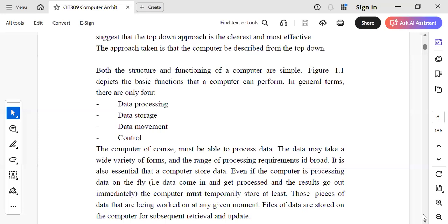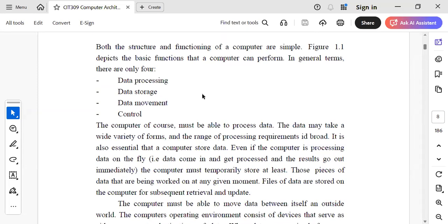So I'm very sure we are supposed to start from this paragraph. Both the structure and functioning of a computer are simple. There's a figure in this material, but it's down, not here.